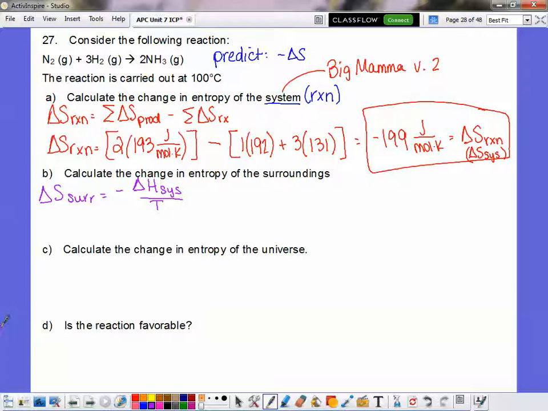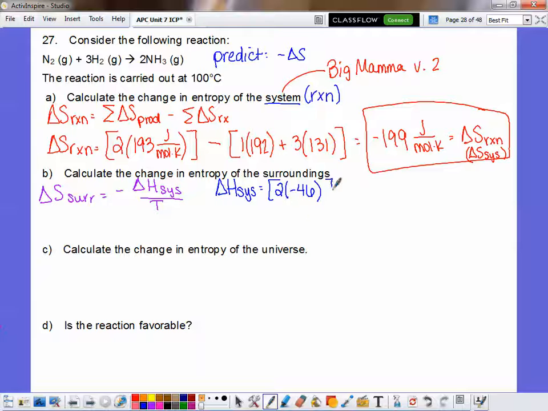Okay, so in order to do this, we have to calculate the delta H of the system and then divide it by the temperature in Kelvin and then negate it. To calculate delta H of the system, that's going to be Big Mama version 1, like doing the delta H of the products minus the delta H of the reactants. Again, I've already looked up these values for you so that we don't waste time.